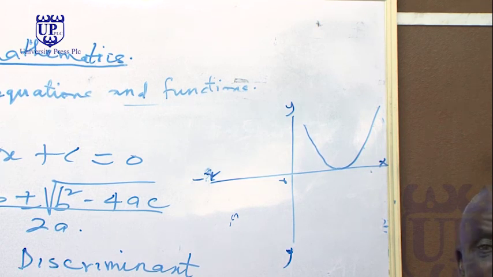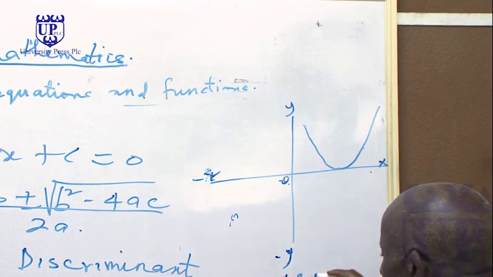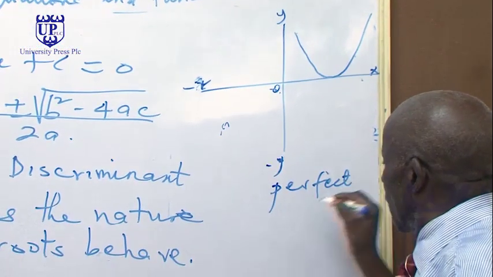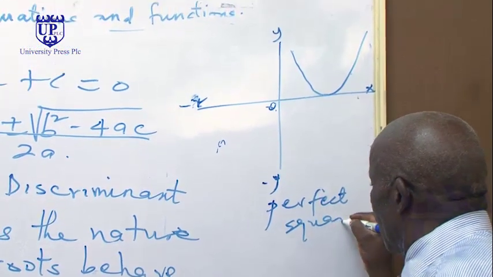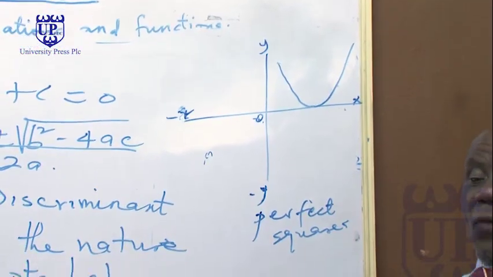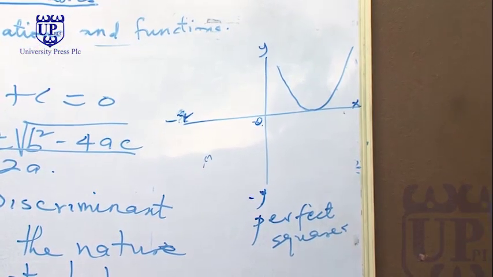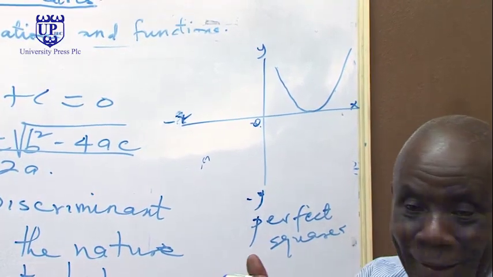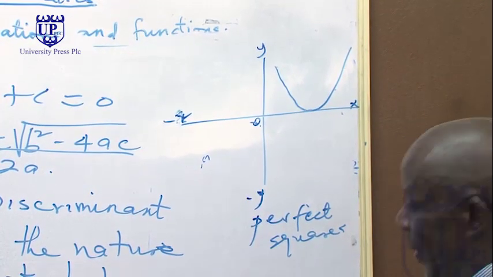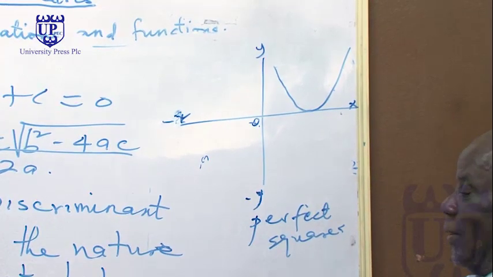Or negative, minus real and equal roots. Or there's another word we normally use for it: perfect squares. Because then they give you a question asking for what value of x, or of this or that, this question has equal roots or is a perfect square. That is when the discriminant is 0.